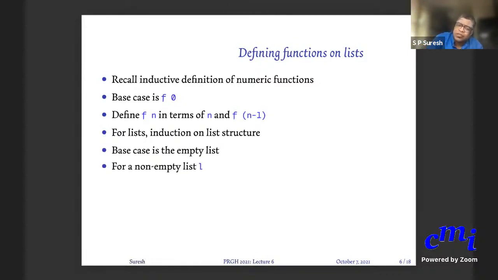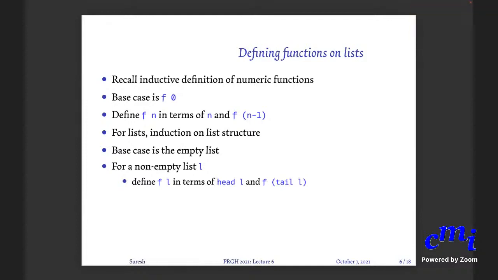For a non-empty list, you define the function on the list in terms of head of list and f applied on tail of list, because the function is on lists. So you cannot apply f on head of L. Why can't you apply f on head of L? Head of L is not a list. The argument is expected to be a list. Head of L is a value. Tail of L has the same type as L. So you can apply f on tail of L. So you define f of L in terms of head of L and f of tail of L.